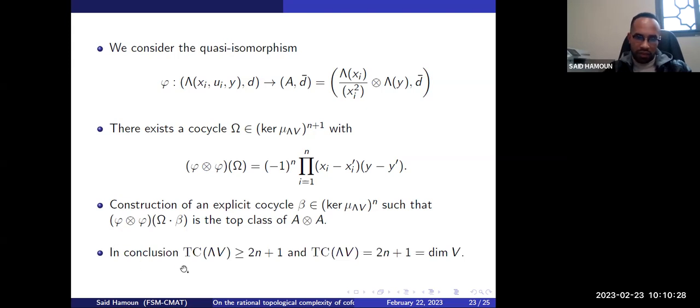And finally, we have TC of lambda V is greater or equal than 2 times n plus 1, because the product of omega by beta lies in the kernel of mu on lambda V to the power n, which corresponds to omega, plus the n plus 1, which is the length of omega. That gives TC of lambda V is greater or equal than 2 times n plus 1, and then it is exactly 2n plus 1, which is the dimension of V.